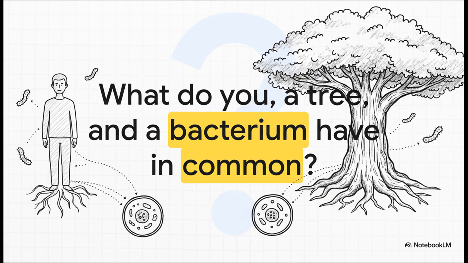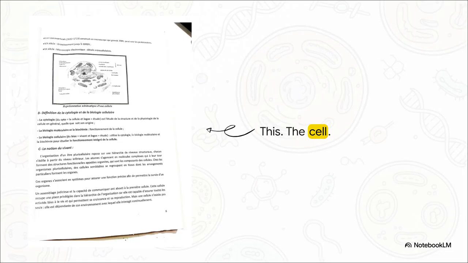What could you possibly have in common with a massive, ancient redwood tree and a microscopic bacterium you can't even see? I mean, it seems impossible, right? They're on completely different scales, living in totally different worlds. The answer is this, the cell. This one single, elegant, and unbelievably complex little structure is the hero of our story today. It is the one thing that unites every living being on planet Earth.